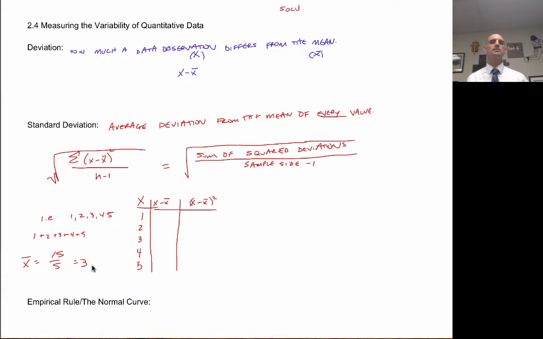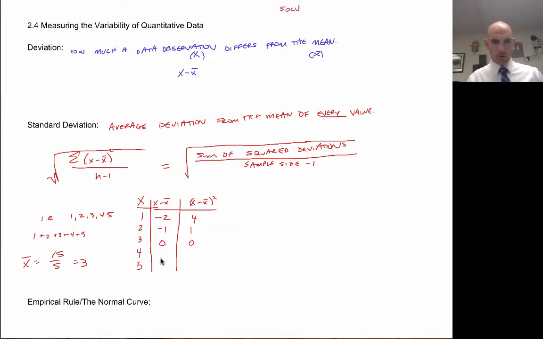So my mean is 3. So 1 minus 3 would be negative 2. Negative 2 squared would be 4. 2 minus 3 would be negative 1. Negative 1 squared is 1. 3 minus 3 squared is 0. Now, that's an important note, right? If the deviation is 0, then the observation matches the mean. And so my deviation there would be 0.